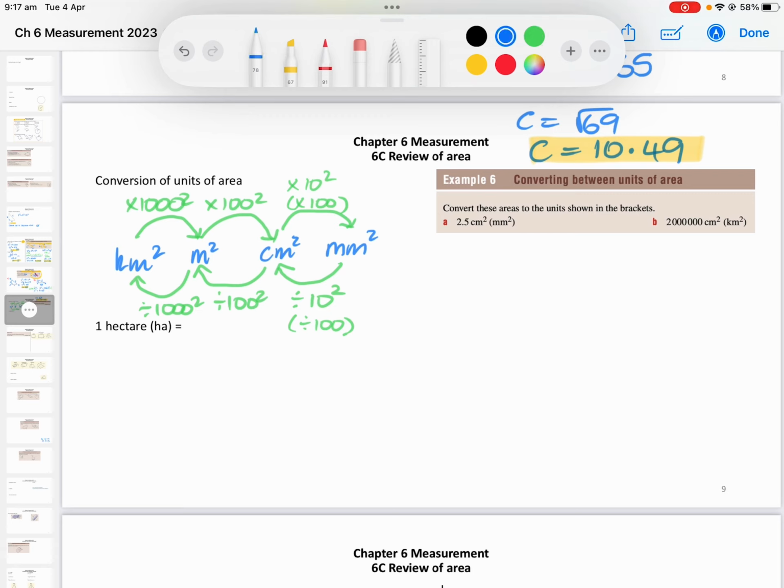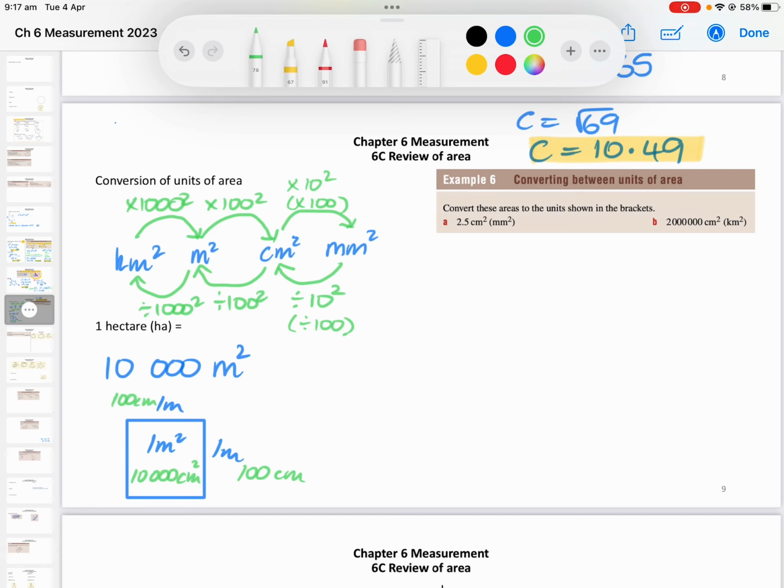The other thing you'll need to know is that 1 hectare is 10,000 metres squared, and that might come up in some of your questions. So just getting back to this conversion of area, if I had a square, and this was 1 metre squared, it'd be 1 metre times 1 metre. If we did it in centimetres, it would be 100 centimetres times 100 centimetres. So it would actually be 10,000 centimetres squared. It's because you have to use both of those lengths.